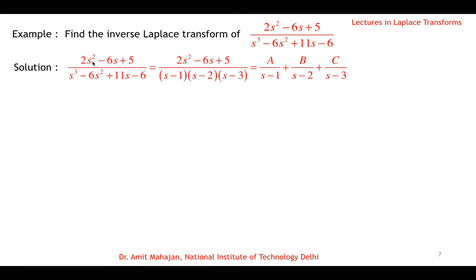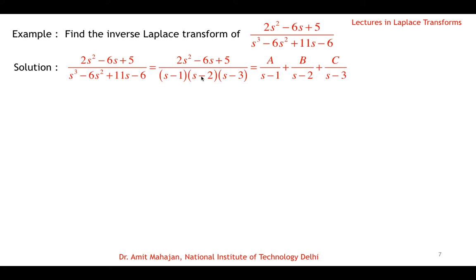Okay, so the denominator can be written as the product of (s minus 1), (s minus 2), (s minus 3). All the factors are linear and of power 1, so it's case 1 in partial fractions.